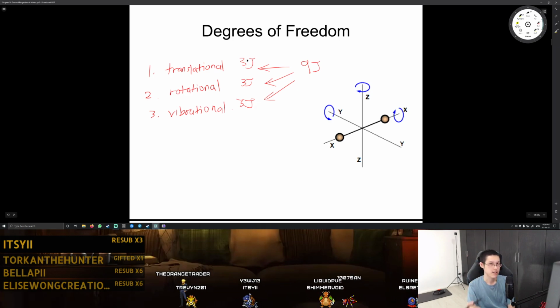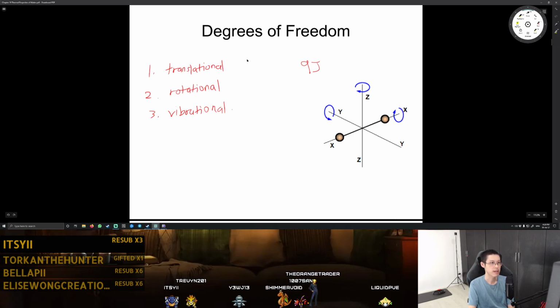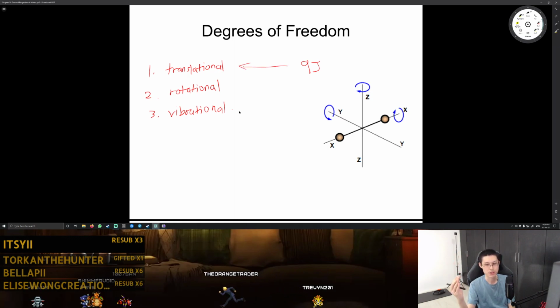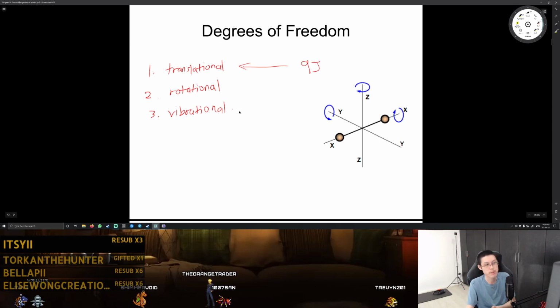Now, if you compare this to, say, an ideal gas, right? So now you have an ideal gas, and you put in 9 joules of energy into the ideal gas. So remember, an ideal gas only has a translational degree of freedom. It doesn't have rotational or vibrational. So all the energy that you put into the ideal gas goes to translational. So the temperature rises very quickly because the temperature only depends on the translational kinetic energy.